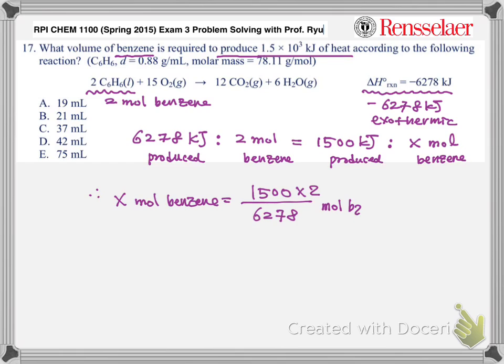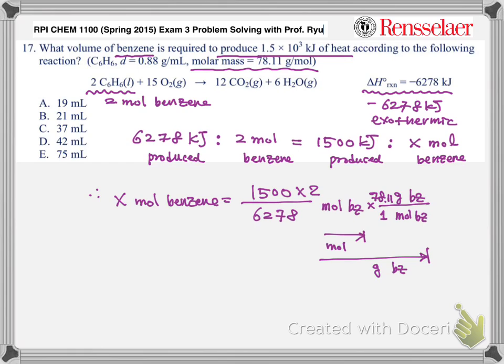Right? And then what do you know? Moles of benzene, grams of benzene. Where can I find this? There is a 1. So this is a 78.11 gram, and you have a 1 mole. Right? So now this is up to mole. This is up to now grams of benzene, right? So now, but the question is, what is a volume?